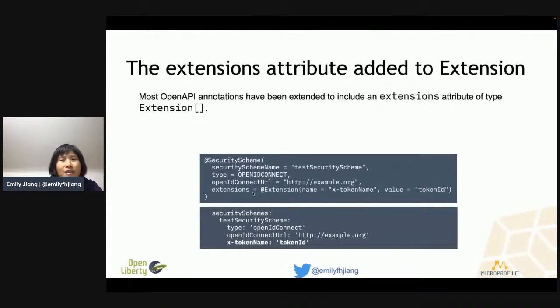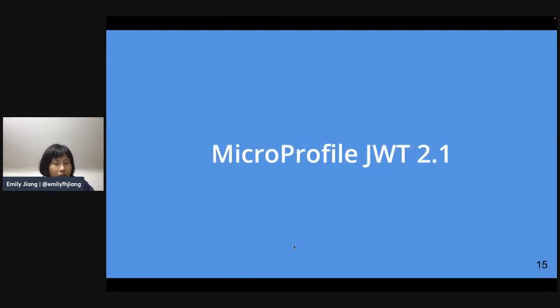The following one is extensions. An extensions attribute was added. Here you can see the security scheme with the name, type, OpenID Connect URL, and also extensions. So we added a new attribute, and then you can see @Extension with the name and value set. When this doc is generated, you can see this name and value being processed. So that's a quick overview of OpenAPI.